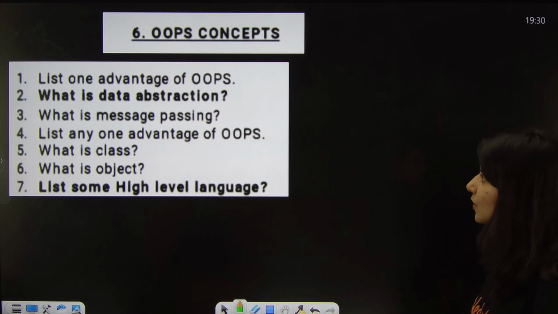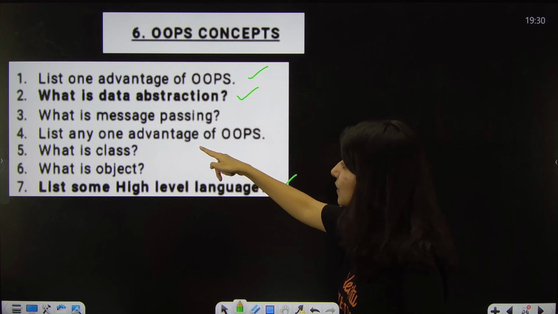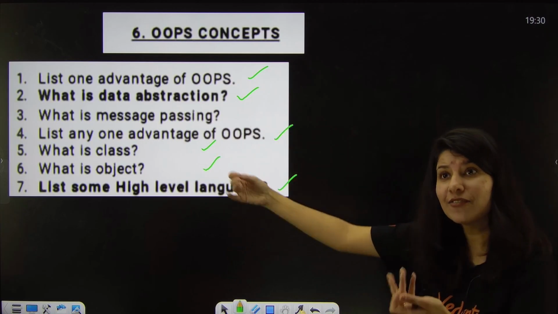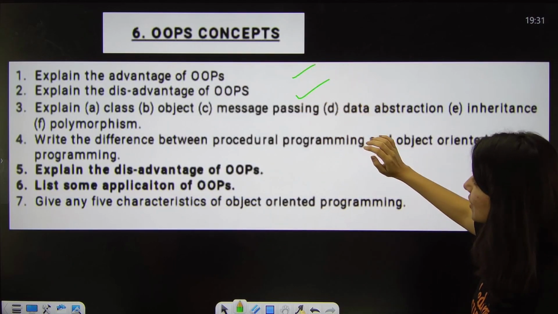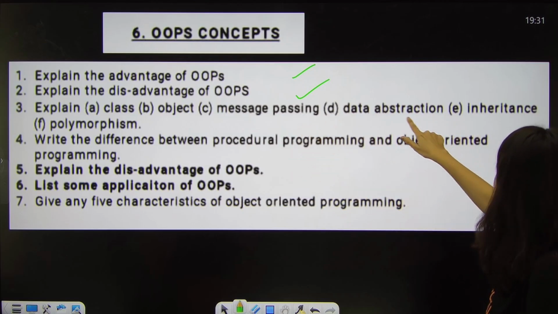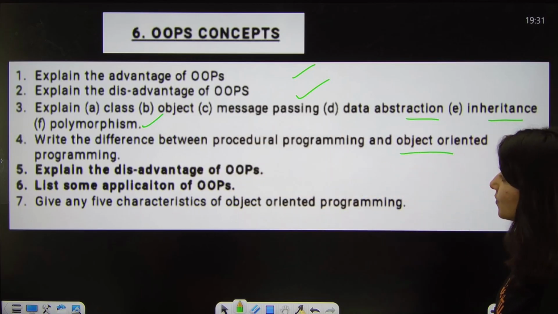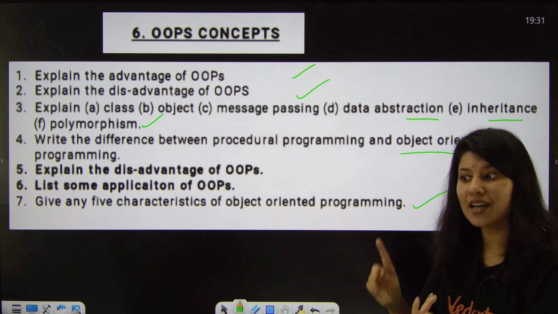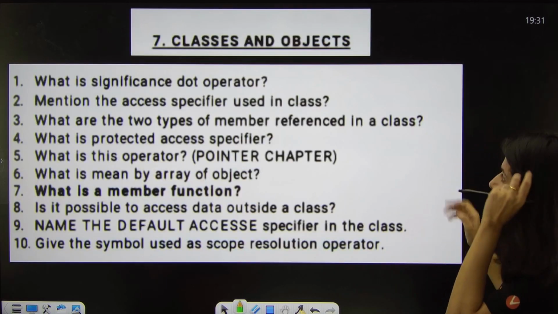And OOPS, the advantages of OOPS. What is abstraction? What is high level language? What is a class? Objects. Advantages of OOPS, any one advantage. I told you inheritance, if you write, you'll get full marks. Then again, advantages of OOPS, disadvantages. Explain class objects, data abstraction, explain inheritance, explain polymorphism, difference between procedure and object. This we have studied actually. And 5 characteristics of object-oriented programming. That same thing: inheritance, polymorphism, data encapsulation. Then classes and objects.